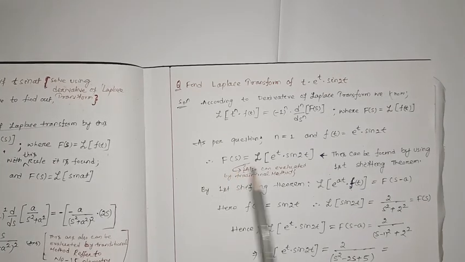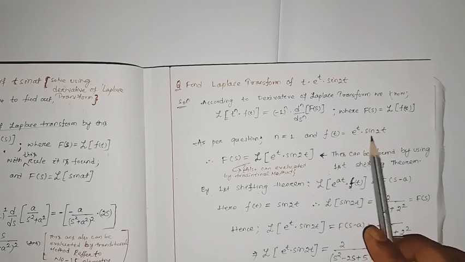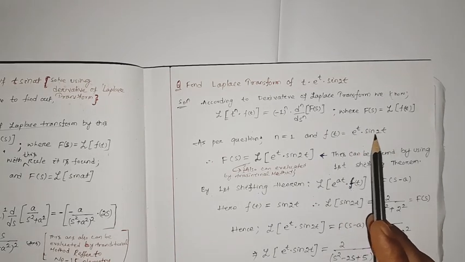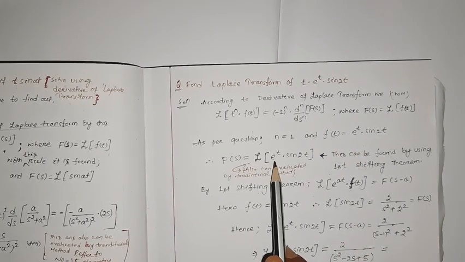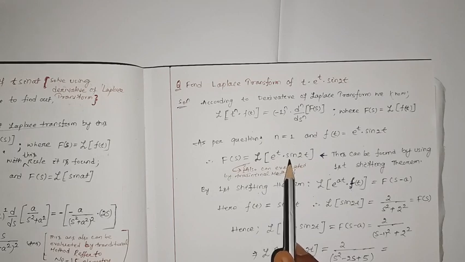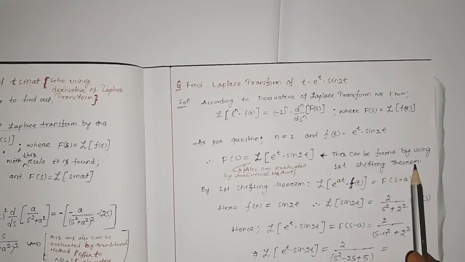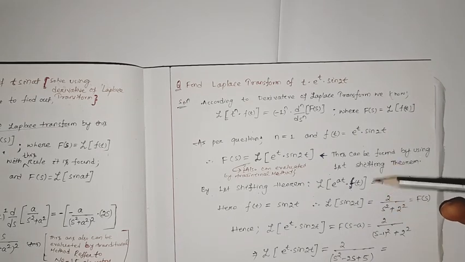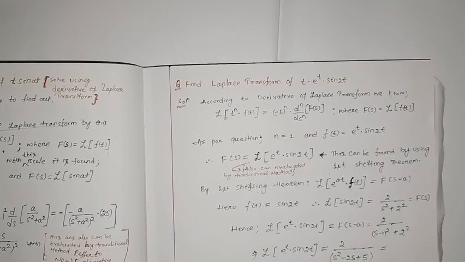Therefore, capital F of s is nothing but the Laplace transform of this f of t, that is, the Laplace transform of e to the power t into sine 2t. This can be found by using the first shifting theorem. So here I use the first shifting theorem, which we have already discussed previously.